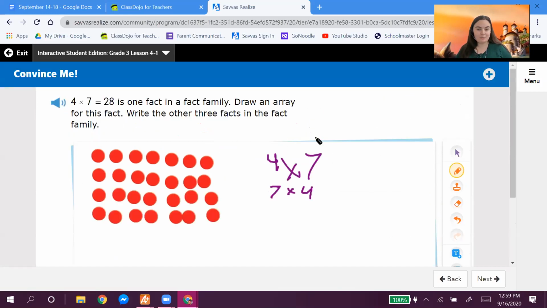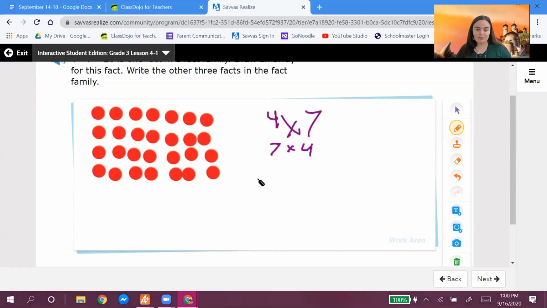So we know that 4 times 7 is 28. So we already know that there are 28 little pieces in there. And we're going to divide it first by the rows. So how many rows do we have? Great! We had 4 rows.